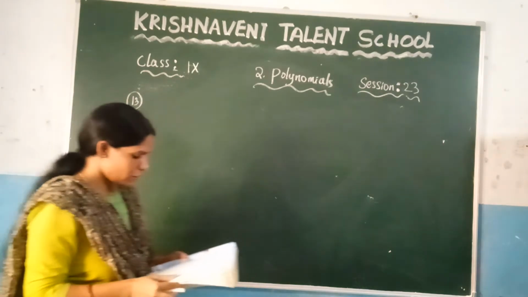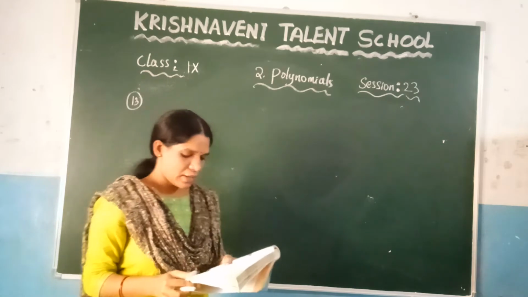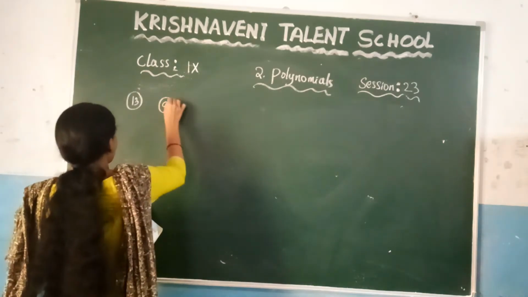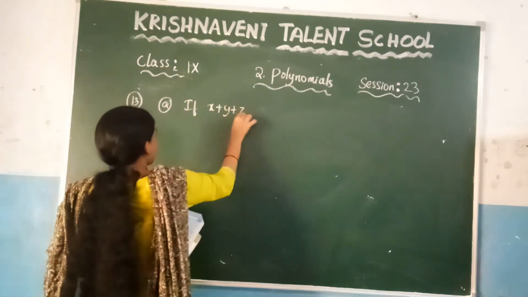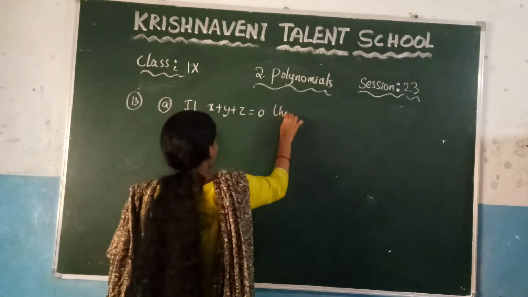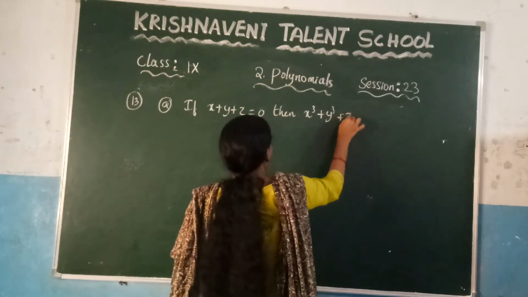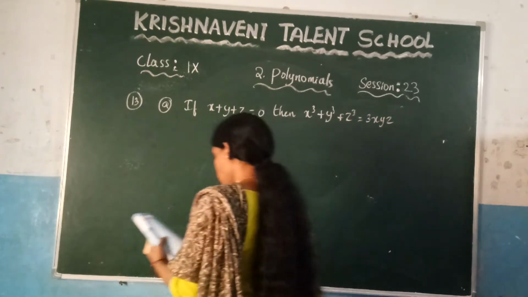In that, they have given two options. You need to verify that one. And the first one they have given: if x plus y plus z is equal to 0, then we need to prove here x cube plus y cube plus z cube is equal to 3xyz. This we need to prove here.